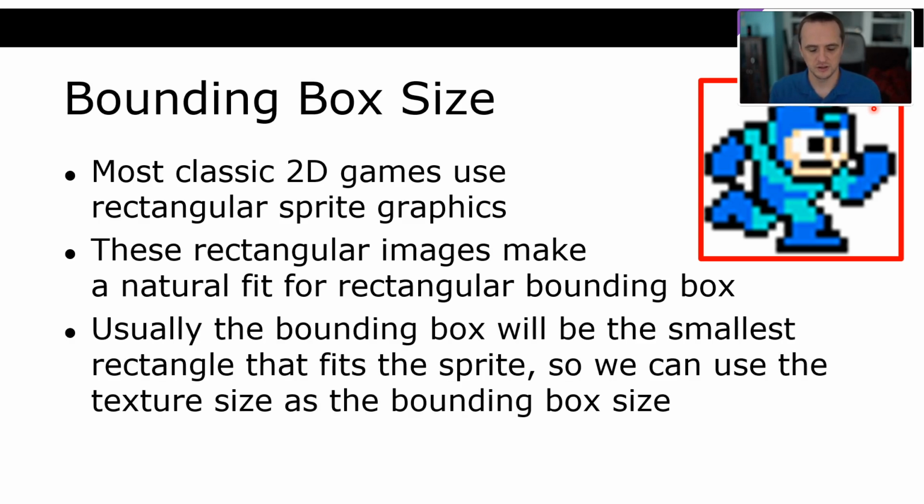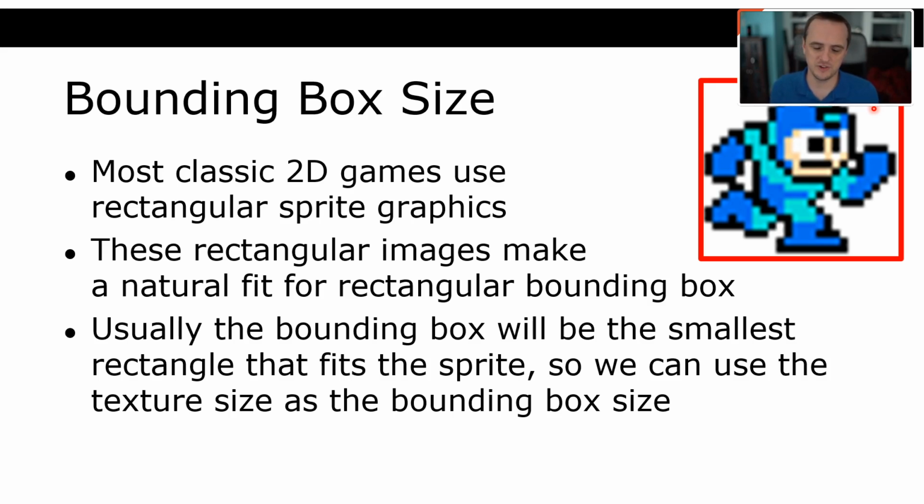Usually, what we'll do is say that the bounding box for collisions will be the smallest rectangle that encloses the sprite. So we have some texture size to draw our sprite with, and the bounding box is going to be the smallest rectangle that fits that sprite. That's it. And usually, that's just going to be the texture size.